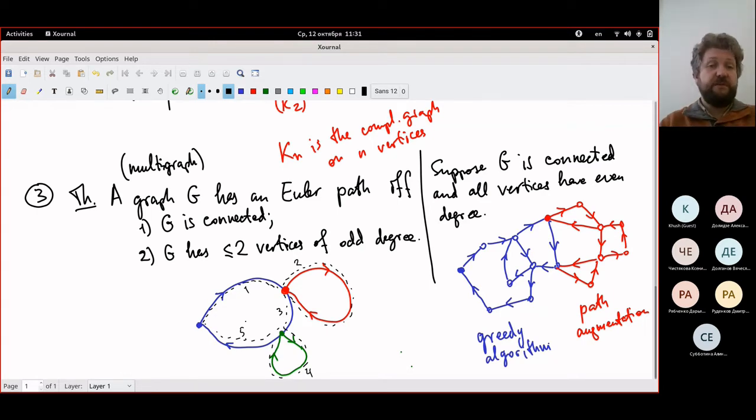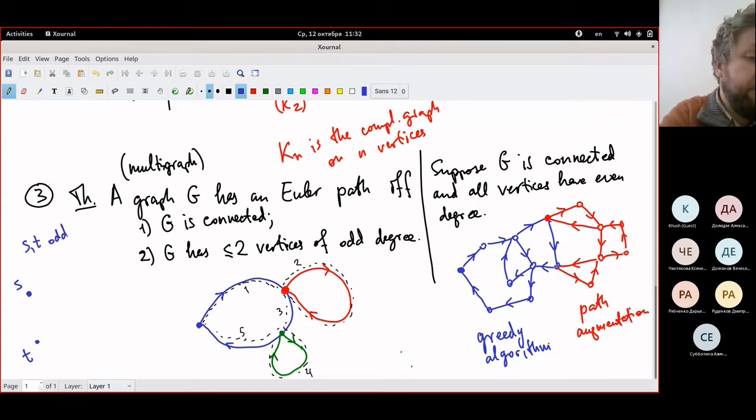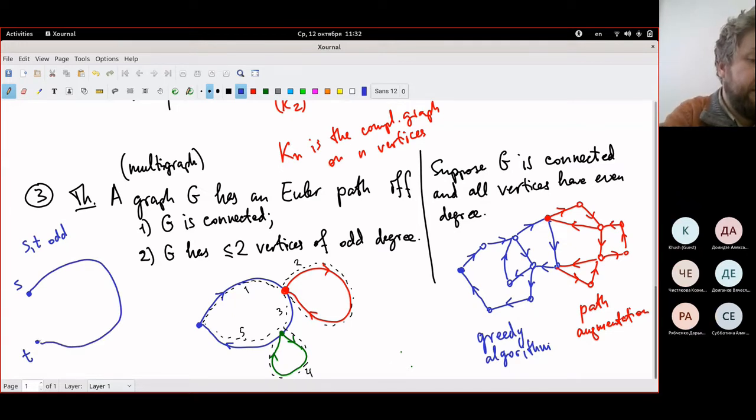There could also be a situation when we have 2 points of odd degree. The first point is S, the second point is T. S and T are odd, everything else is even, then we do the same. We first start with a path, and if it started from S, it should end in T, because there are only two such vertices. And then we do cycle augmentation. If this path is still not an Euler path, we start from this point and add the cycle. Then again, if there is another one, we add it. The augmentation procedure stops at some point because the graph is finite. At some point, we saturate it and obtain an Euler cycle.